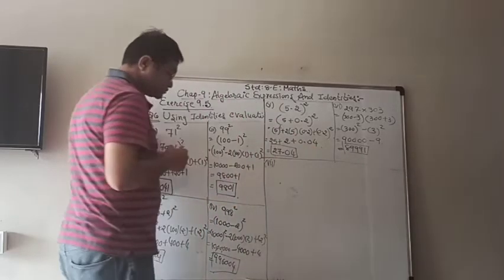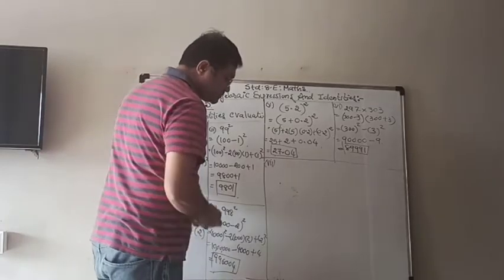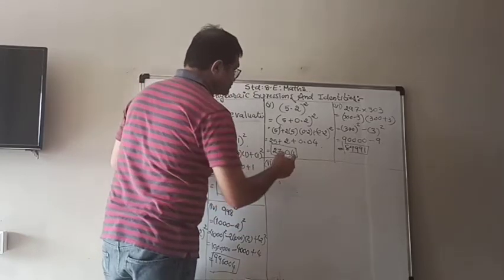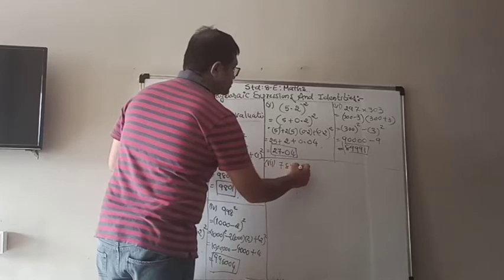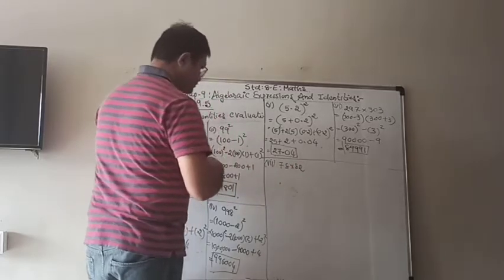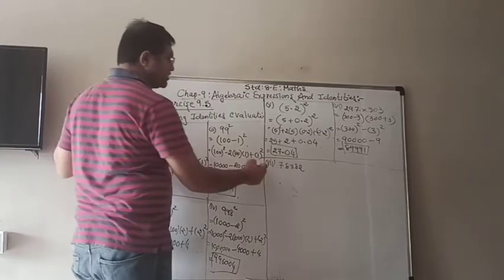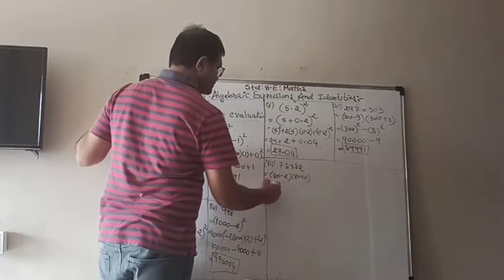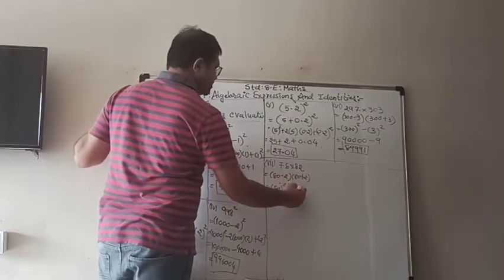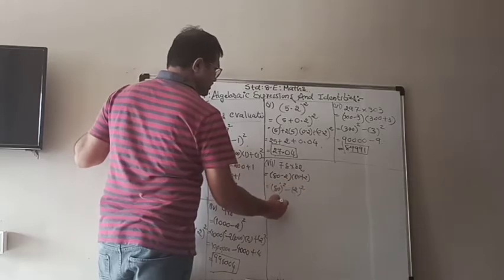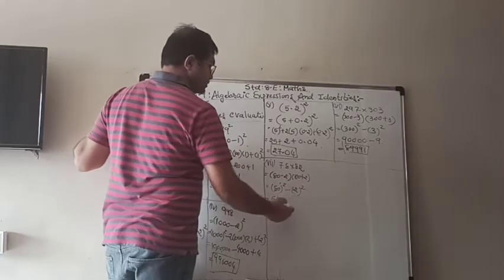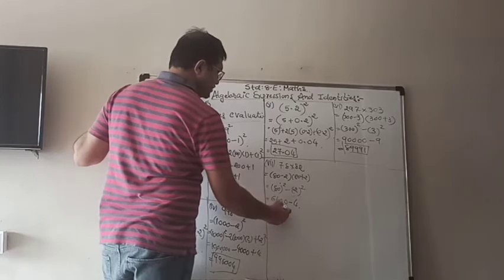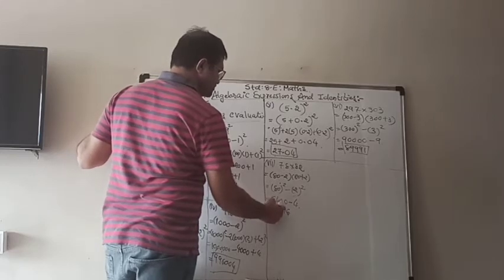Seventh one. What is there in seventh one? 78 multiplied by 82. So here, 78 is 80 minus 2 and that is 80 plus 2. So same thing, 80 square minus 2 square, that is 6,400 minus 4. So that is 6,396.